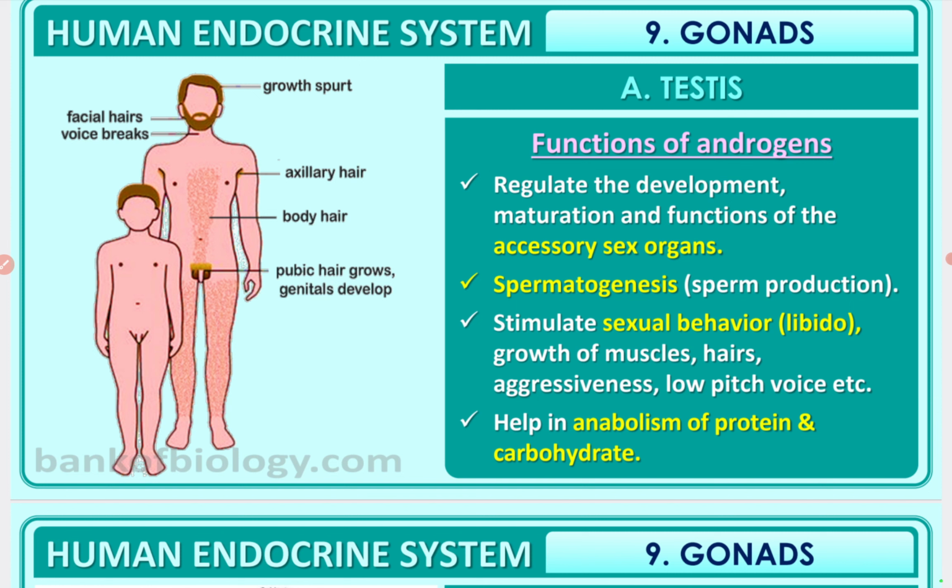organs, spermatogenesis, that is sperm production, stimulate sexual behavior, that is libido, growth of muscles, hairs, aggressiveness, low pitch voice, etc. Help in anabolism of protein and carbohydrates.